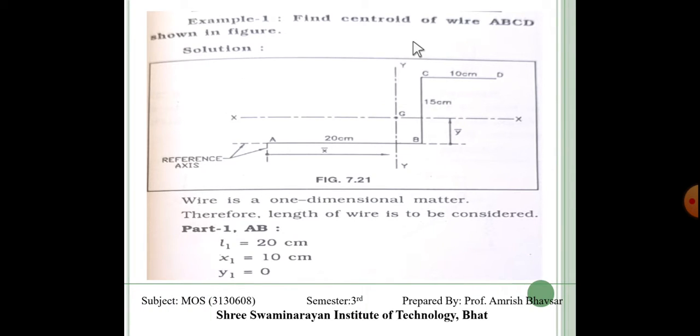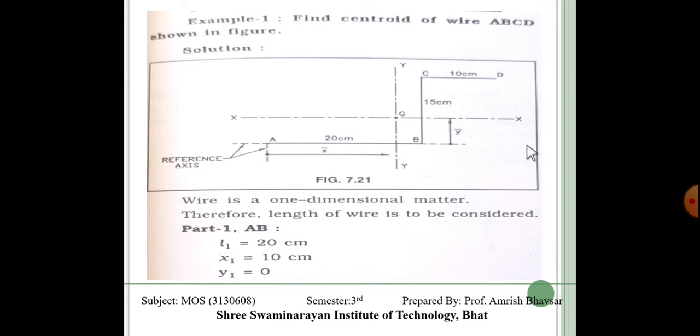Find the centroid of wire ABCD shown in the figure. This is our one-dimensional element having lengths AB, B to C and C to D. So, we have three parts AB, BC and CD. For that, first we have to take the reference axis at the leftmost point and bottommost point of the element. Wire is one-dimensional. Therefore, the length of the wire is to be considered.